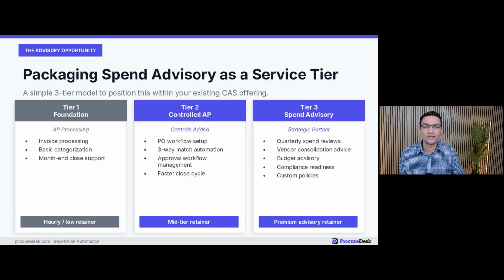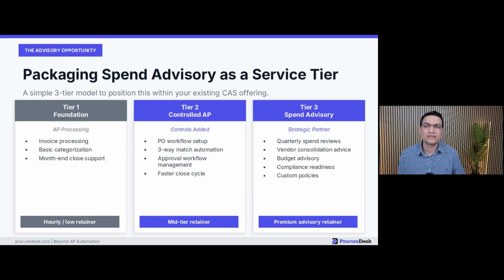All right, so how do you package this, right? We'll give you some specific examples here in terms of what the pricing might look like and so on. So number one is what we call tier one. That's the foundation, right? This is probably what you're doing right now. Either it's hourly or a fixed fee, where you're doing the basic invoice processing, basic categorization, and so on.